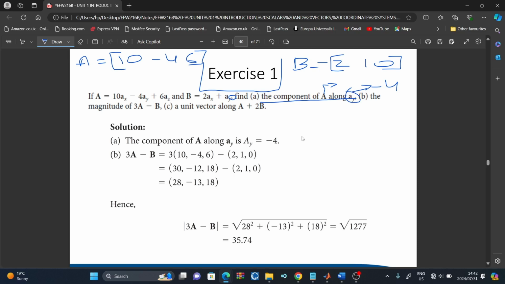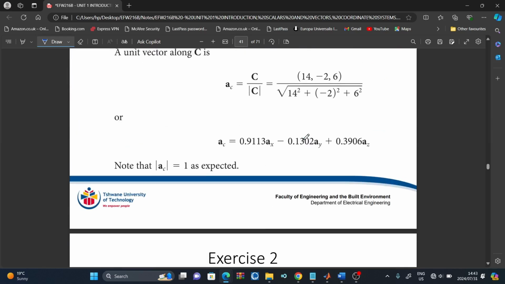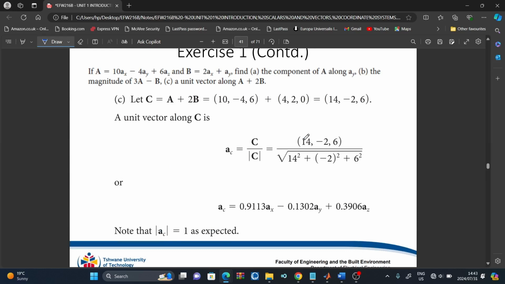Then for B, they ask you the magnitude, which is very simple. By magnitude, they just mean, as you know from physics, the length of the system. Then the unit vector is also quite simple. You get the vector of this system, A plus B. If we go down, it's here. You add them together and you get your vector.